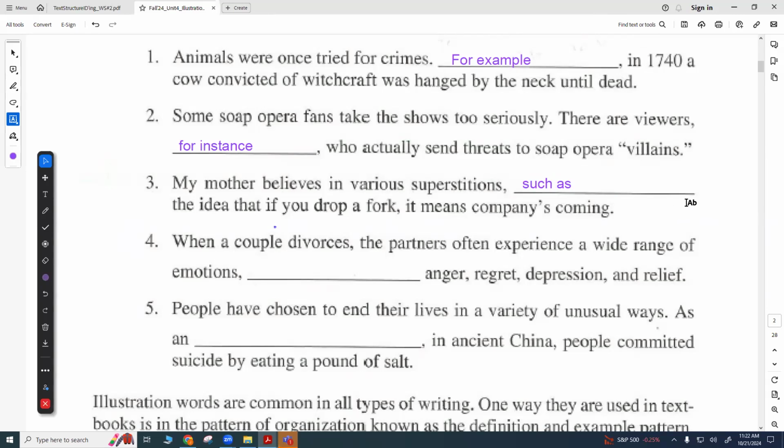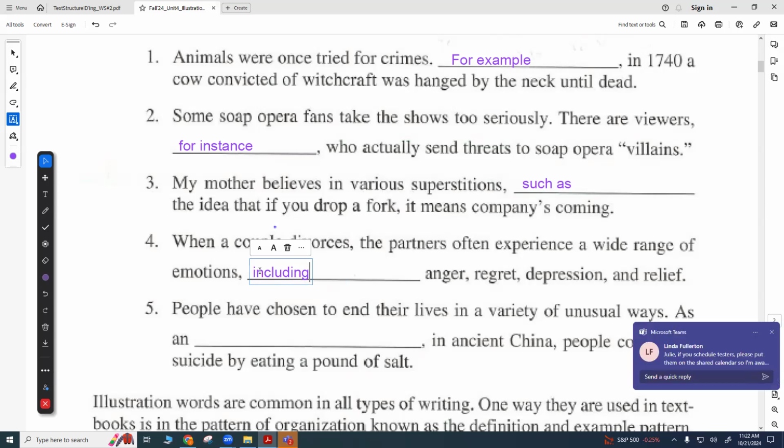All right, when a couple divorces, the partners often experience a wide range of emotions. What'd you guys put here? Including, yeah, or for instance, all of them work here. It was funny when I was trying to make the answer key for this because some of the other ones we looked at had kind of one right answer.